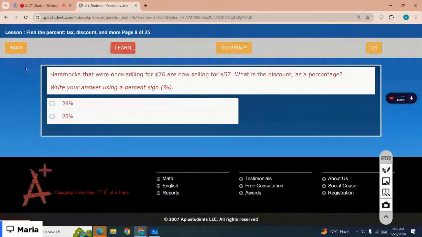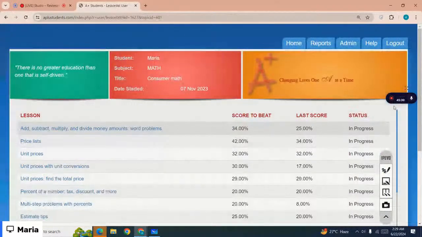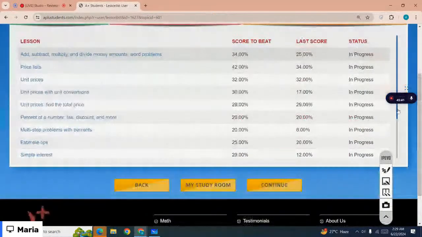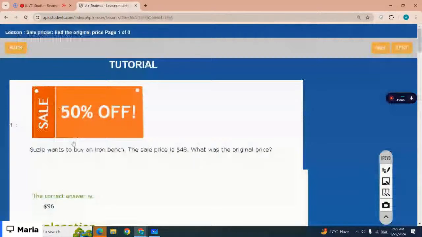You can complete the lesson by yourself later today. Let me just move on to the next lesson. The next lesson is sale price, find the original price.